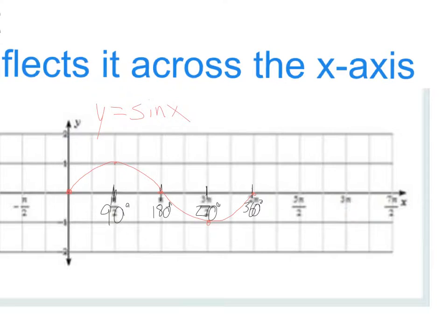Now cosine, if y equals cosine of x, cosine of 0 is 1. Cosine of 90 is 0. At 180, it's -1. And at 270, cosine is 0. And at 360, +1. So here is our cosine curve.